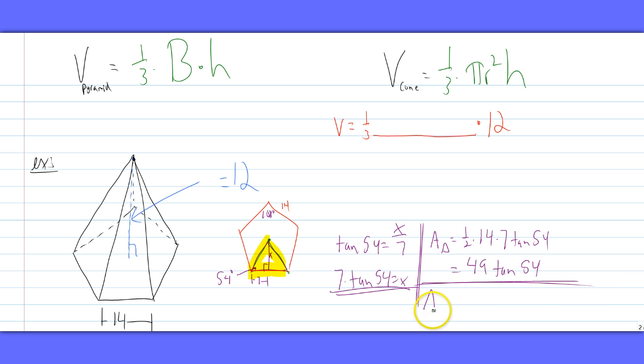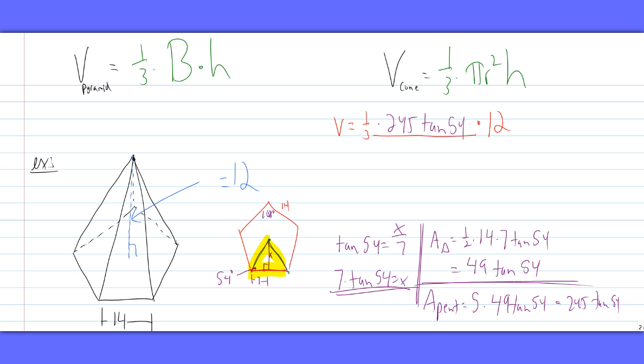Block that off, because we want the area of the pentagon. The pentagon has 5 congruent triangles that all have the same area as that one yellow one. So the area of the pentagon is 5 times that, 5 times 49 tan 54. And if you multiply that out, that's 245 times the tangent of 54. That's the area of the pentagon. That goes on this blank up here.